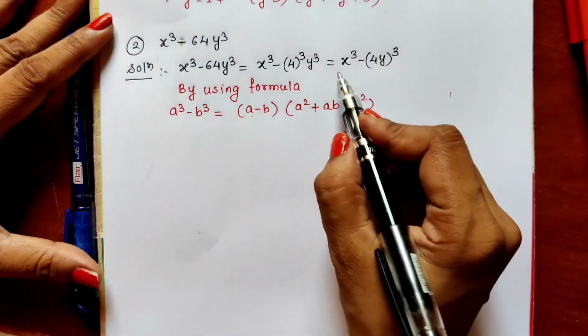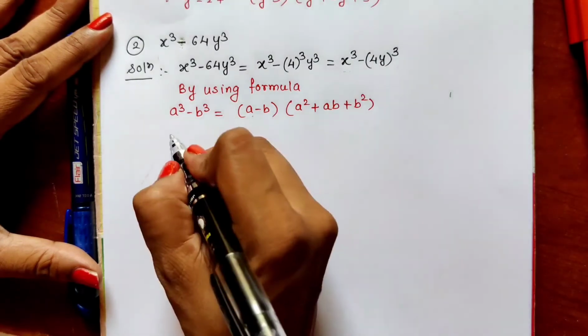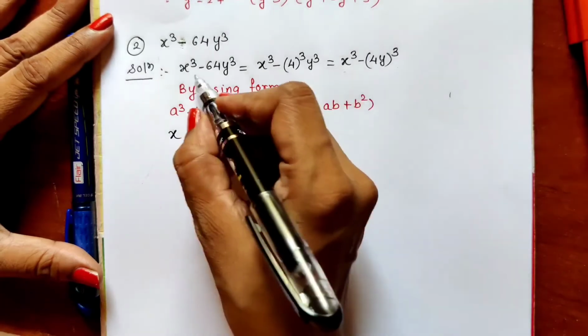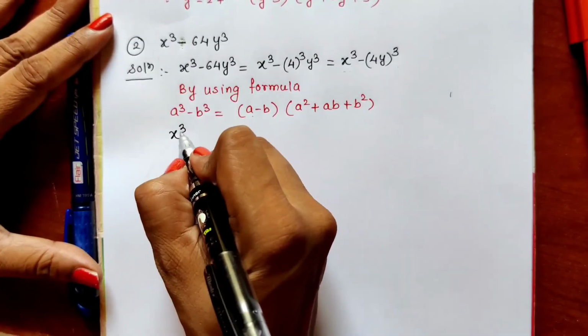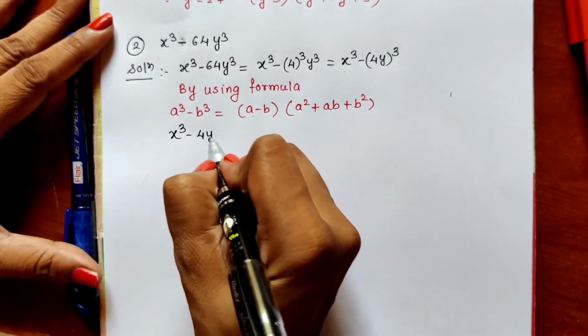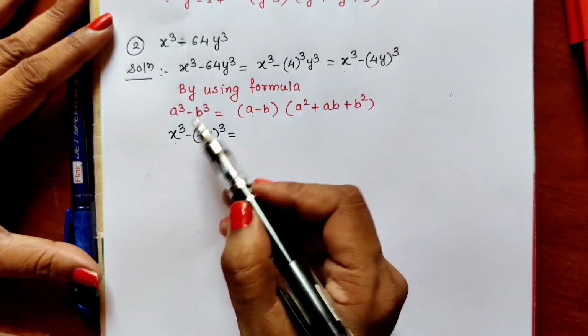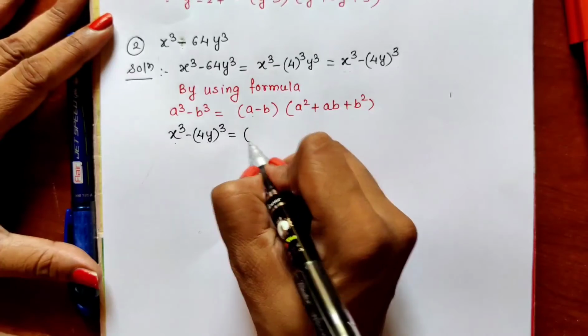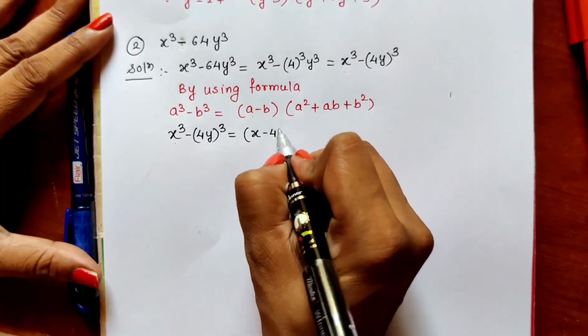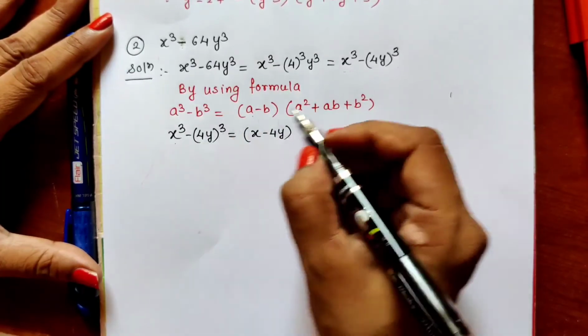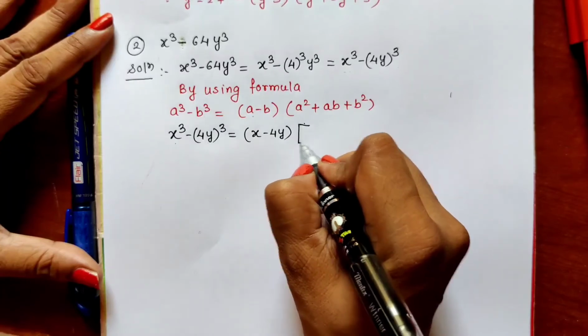Now we will apply the formula to this expression, to the answer which we have got after conversion. x cube minus 4y cube is equal to, now our a is x and b is 4y. So we will be writing x minus 4y. a minus b means x minus 4y. Now put the square bracket.